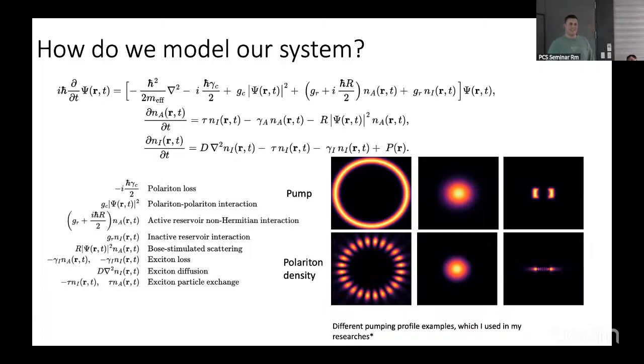Actually, the question is why you wanted to include diffusion into the inactive reservoir, and for the active one you don't need it. In general, what is the benefit of diffusion for the simulation?